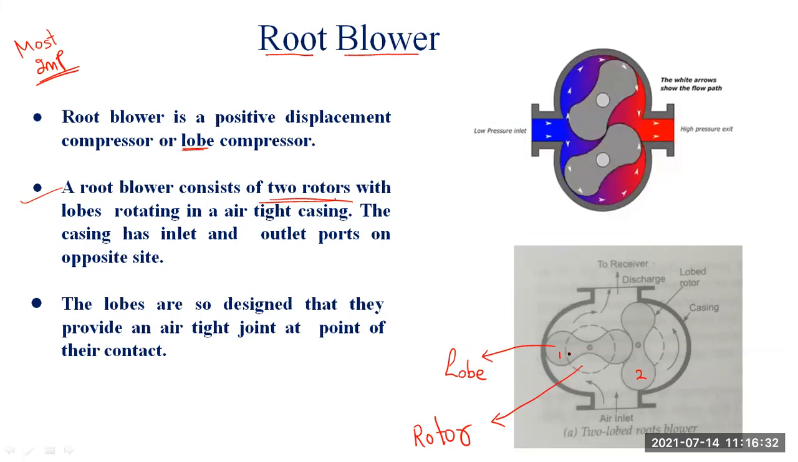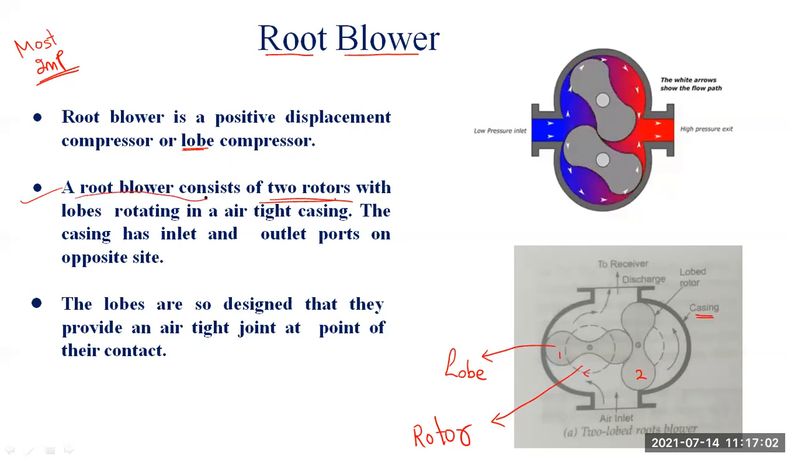This rotor is connected with this lobe. When this rotor rotates in the circular path, this lobe will also rotate along with it. All these things are enclosed inside a box. That box is called the casing. The outside box, this outside enclosure, is called the casing. That's what I have written in the second point.